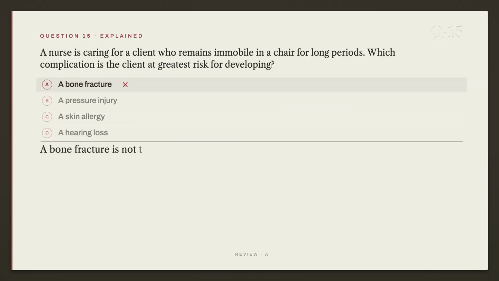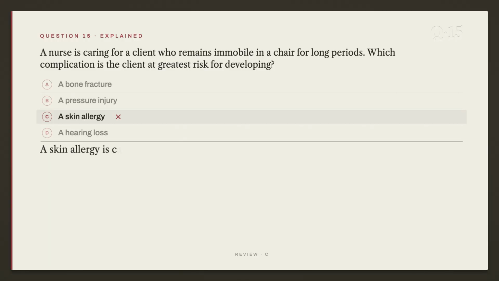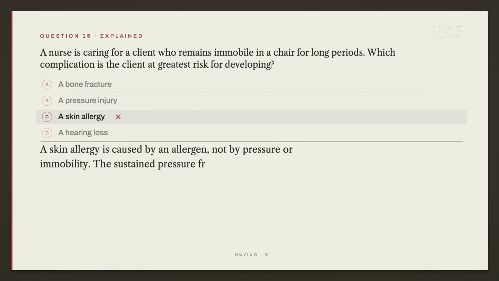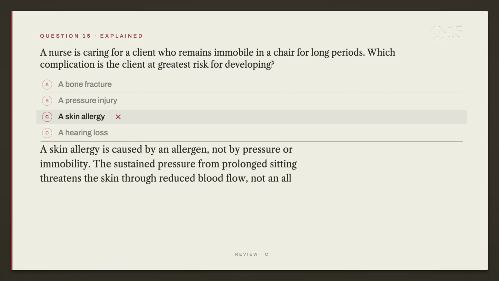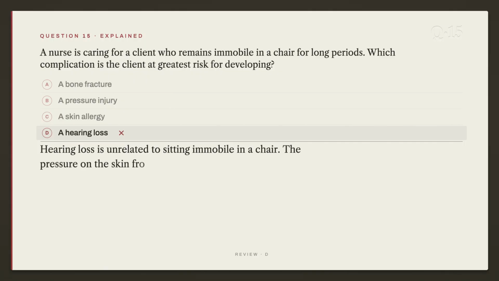A is wrong because a bone fracture is not the direct result of sitting immobile in a chair. While immobility weakens bone over time, unrelieved pressure on the skin is the more immediate risk here. C is wrong because a skin allergy is caused by an allergen, not by pressure or immobility. The sustained pressure from prolonged sitting threatens the skin through reduced blood flow, not an allergic reaction. D is wrong because hearing loss is unrelated to sitting immobile in a chair. The pressure on the skin from prolonged sitting is what places this client at greatest risk for harm.